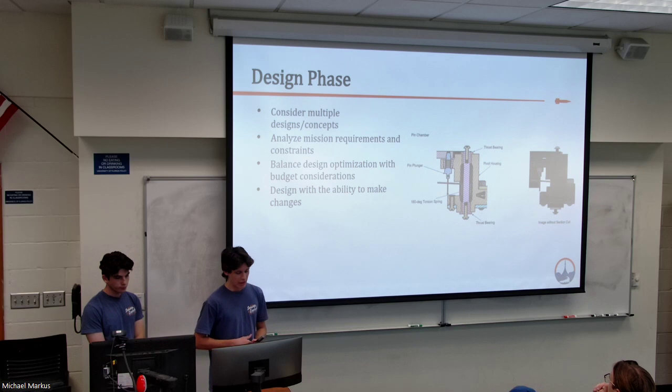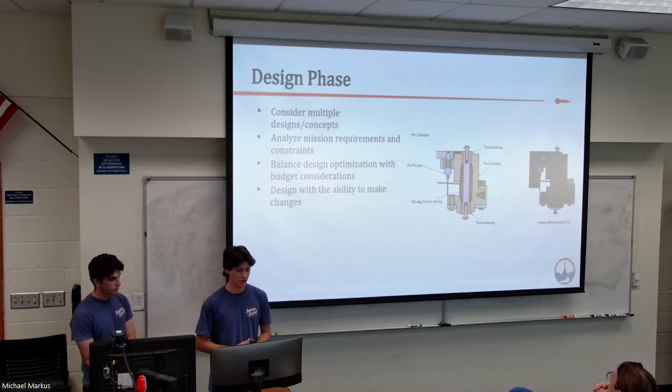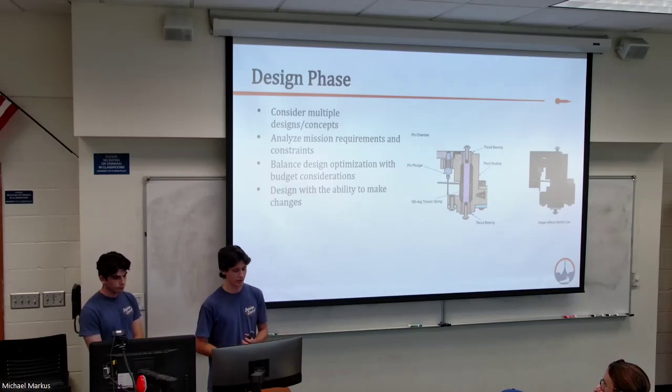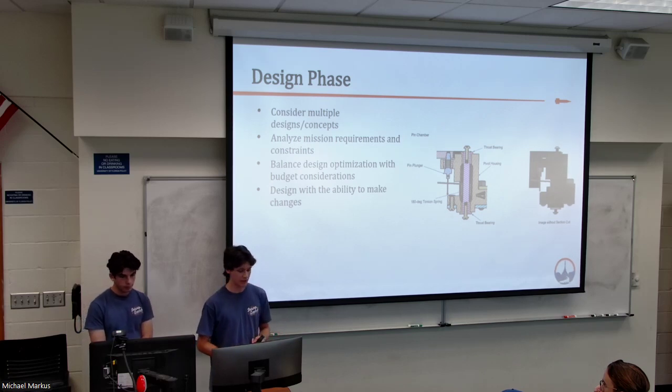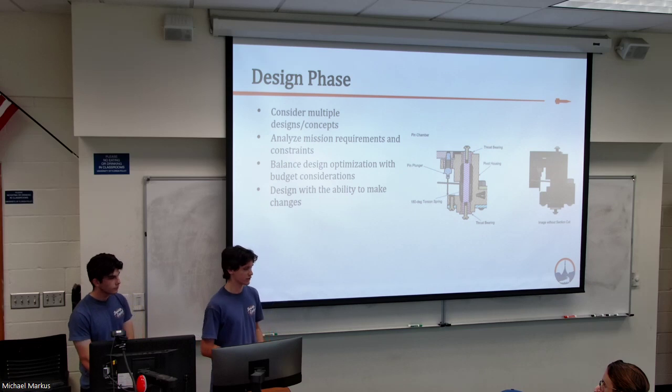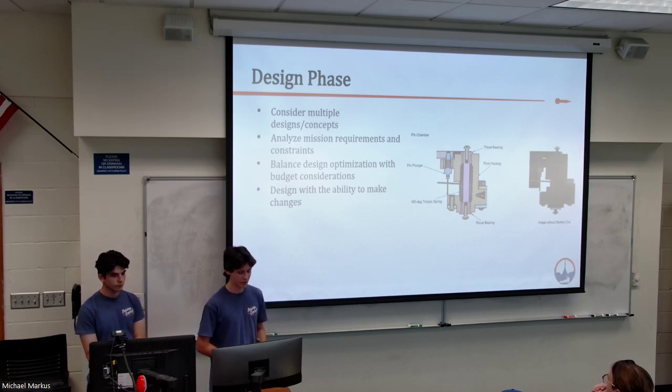And then next is balanced design optimizations with budget constraints. Budget is a big thing with engineering. You can make the greatest design in the world, but if it costs $1 million to make, we're not going to make it. So you have to make sure that whatever you're making is cheap to make and easy enough to make that it's possible and practical, but it also has to be something functional. You know, a cardboard box doesn't make a good payload retention mechanism.